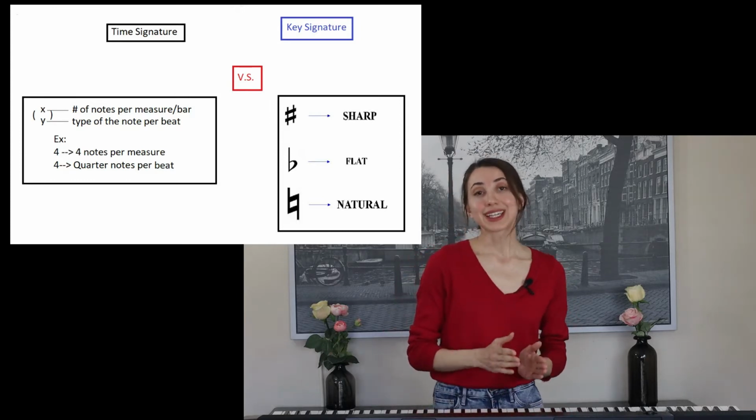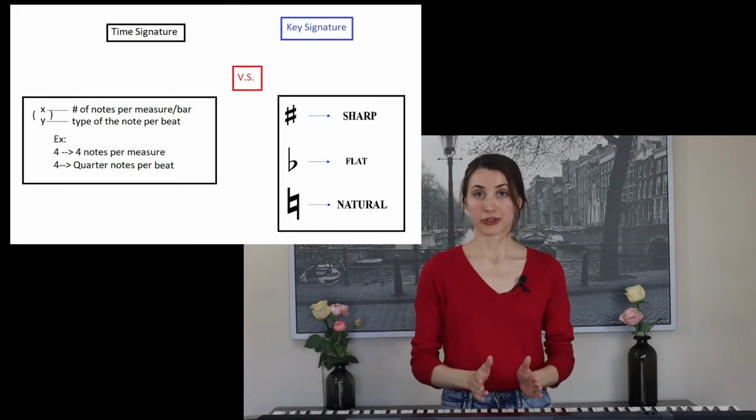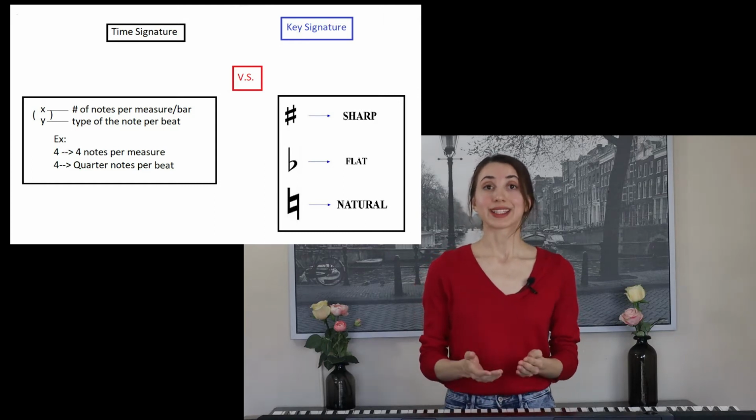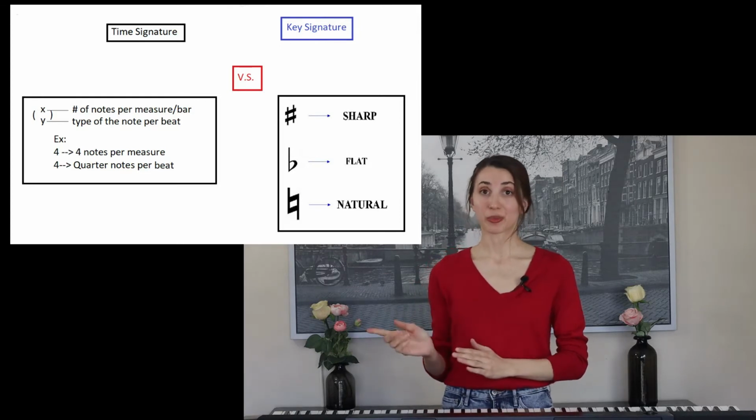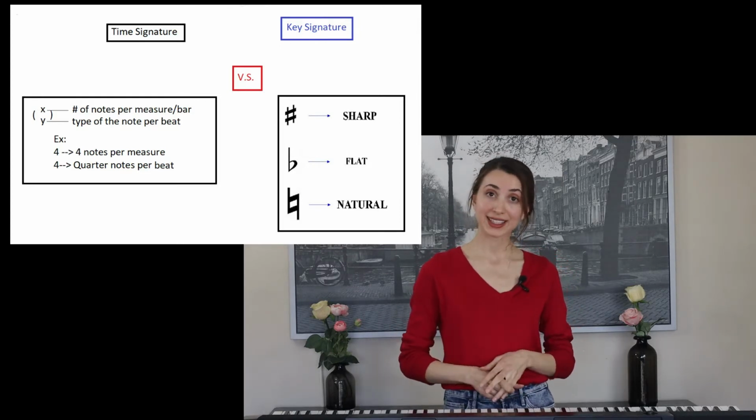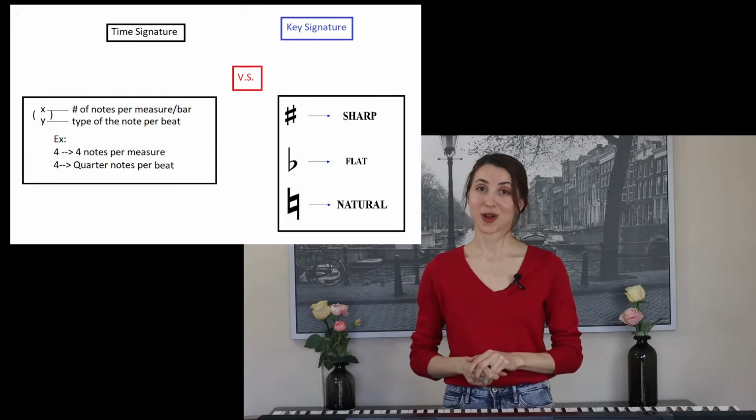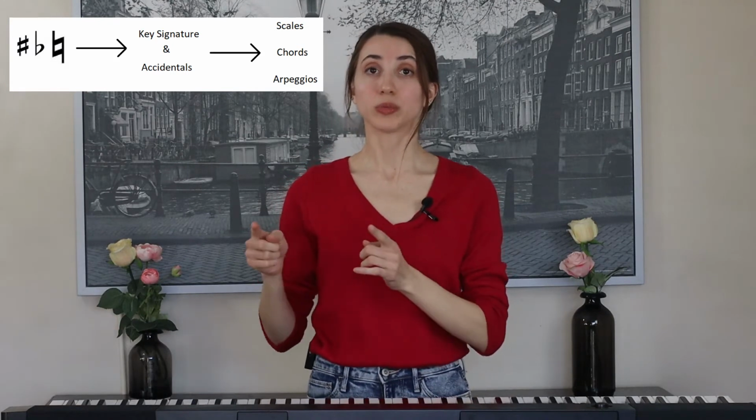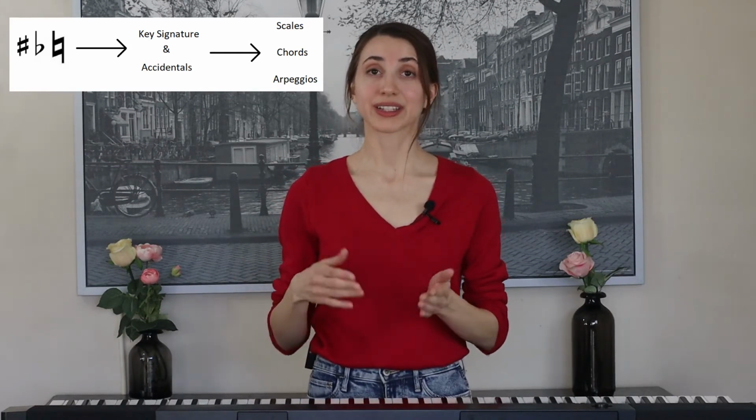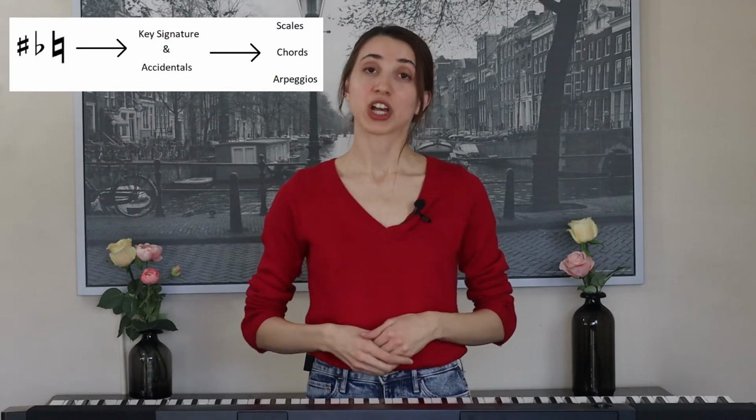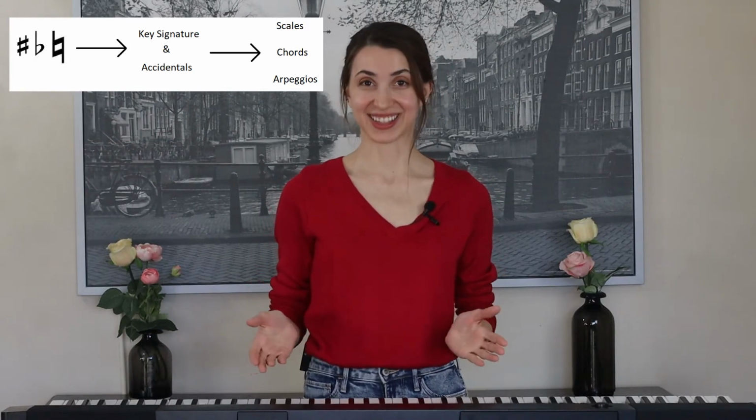Now let's go back to key signature. The key signature is different. But in order to know what the key signature is, we need to know what sharps and flats are. As you can see in the picture, we have the sharp sign, the flat, and the natural sign. So let's get into it. First, we will be learning sharp, flat, and natural signs. Then we will be learning key signature and accidentals. And all that is going to bring us into learning scales, arpeggios, and chords. So let's start with sharps and flats.